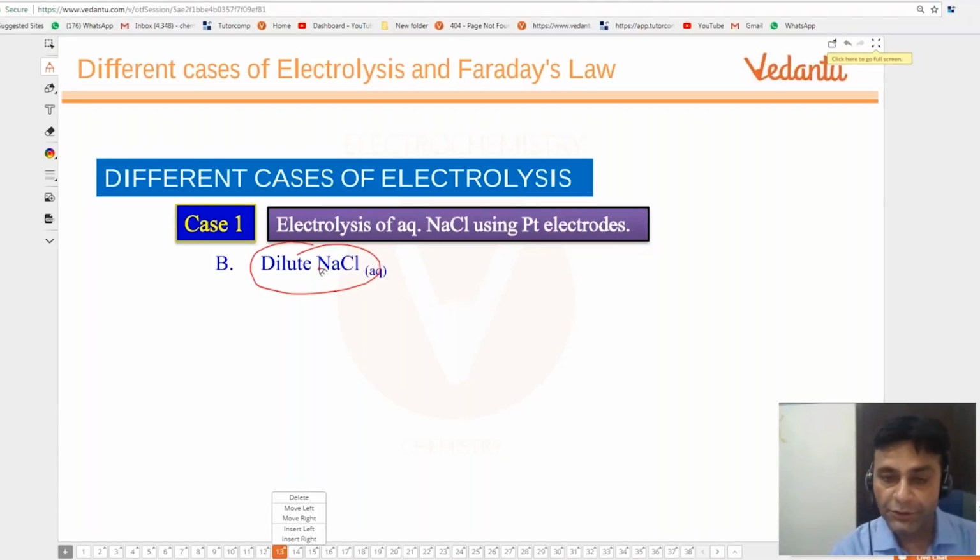So whenever I say dilute, what is the meaning of the term dilute? Everyone, what is the meaning of the word dilute? Under what condition do you say the solution is a dilute solution? How low? Up to what concentration will you say it is a concentrated solution and then it is a dilute solution? Any idea? I told you in the chapter of solutions.